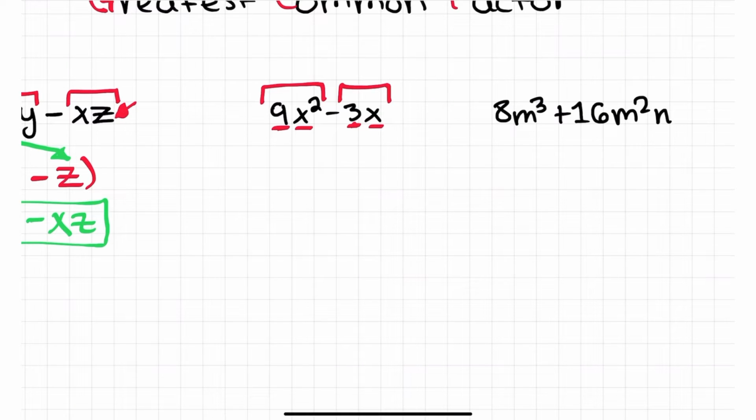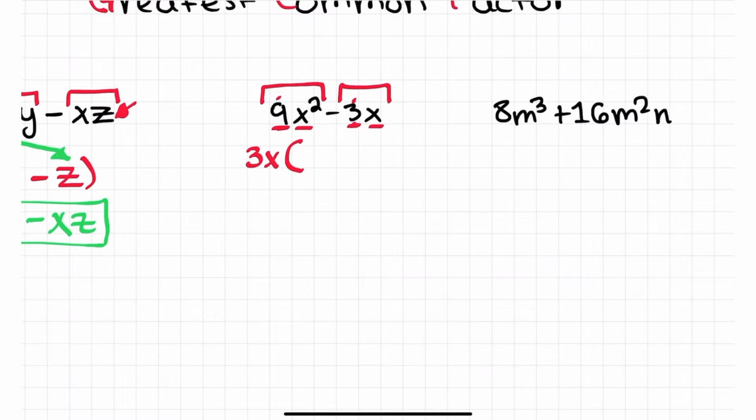So let's start by putting first the greatest common factor. What number do these two share, the 9 and the 3? It would be just the 3. They're both divisible by 3. And then both of these two terms share an x, and I'm going to put it over here.